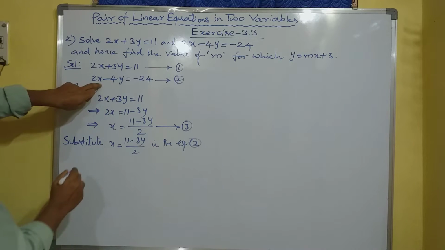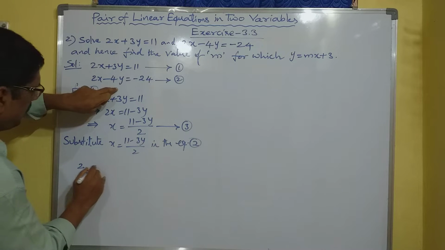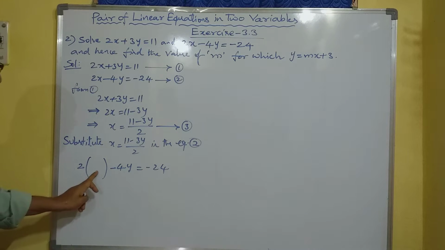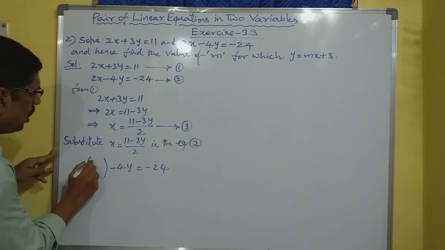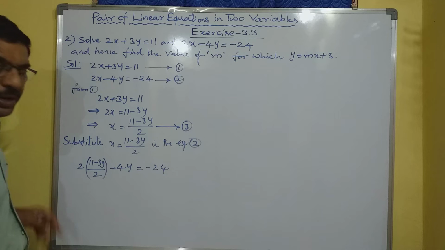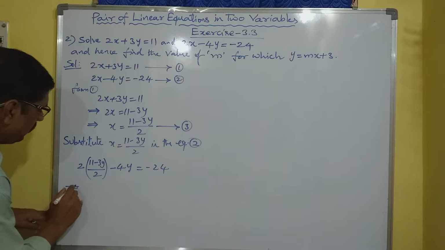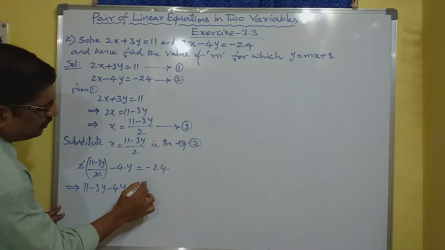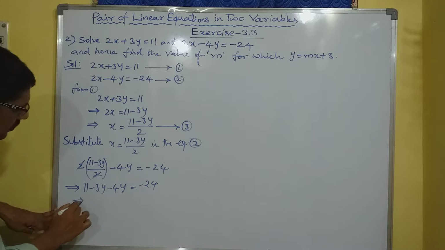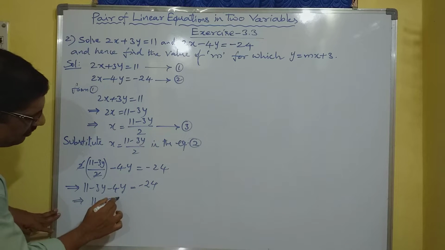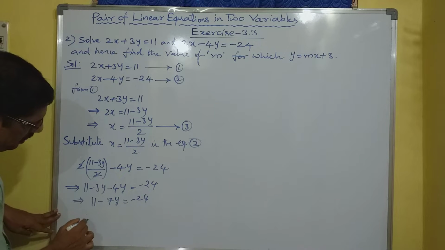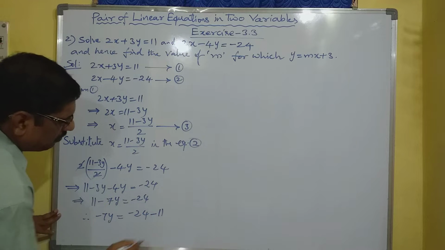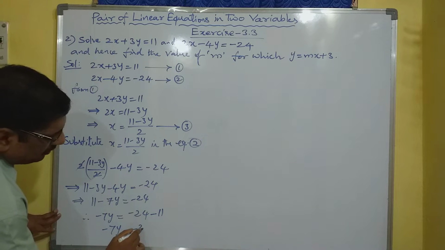So what is equation 2? 2x − 4y = −24. In the place of x we have to substitute (11 − 3y)/2. Okay, now let us simplify this. The 2 will be cancelled. 11 − 3y − 4y = −24. Now this implies 11 − 7y = −24. Therefore, −7y = −24 − 11. If you send the 11 to that side you will get −11. Then −7y = −35.